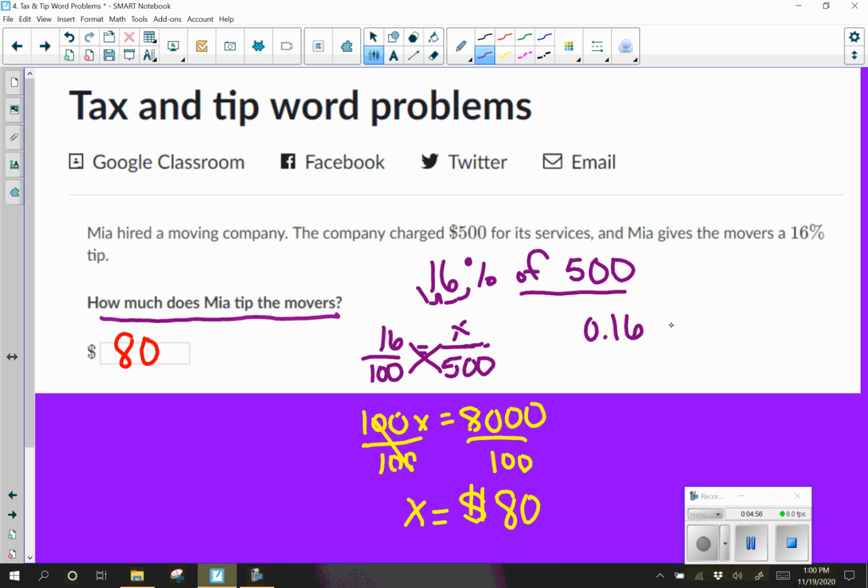Of means multiplication. So we would just multiply 0.16 times 500, and that would also give us $80. And you just have to be careful with these questions because you might see another question similar that says, how much did Mia pay, including the tip? If that's the case, then you've got to take your original amount, which is 500, and then add the gratuity to it, which would mean she would have spent a total of $580. This question's not asking that, it's just asking how much was the tip. So all we had to do was find 16% of 500, and that gave us her tip of $80.